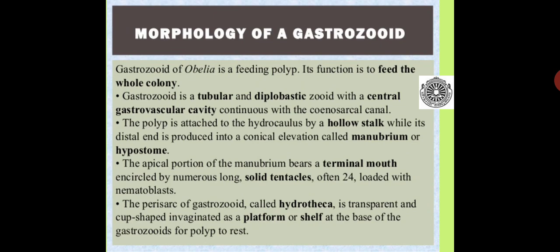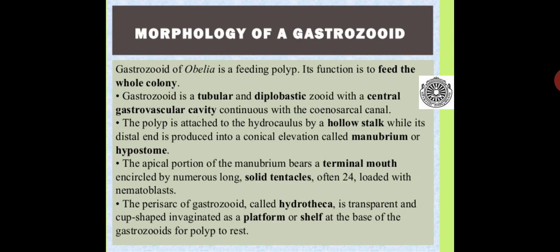Morphology of a gastrozoid. The gastrozoid of Obelia is a feeding polyp. Its function is to feed the whole colony. The gastrozoid is a tubular and diploblastic zooid with a central gastrovascular cavity continuous with the coenosarcal canal. The polyp is attached to the hydrocaulus by a hollow stalk, while its distal end is produced into a conical elevation called manubrium or hypostome.